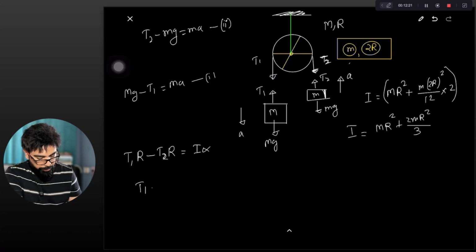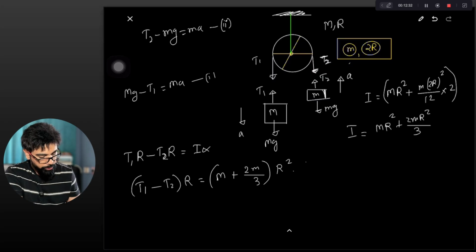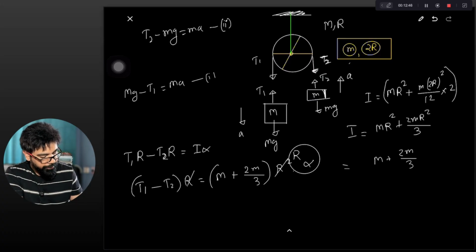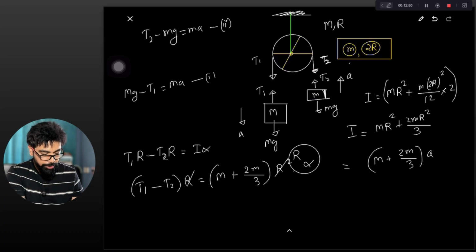So T1 minus T2 taken radius out, I value put: capital M plus 2 small m by 3 into r square into alpha. R and R cancel out. So this is your R alpha, and the R alpha is the tangential acceleration, and this is a formula from circular motion. So what we can do here is that capital M plus 2 small m divided by 3 into A, where A is tangential acceleration.